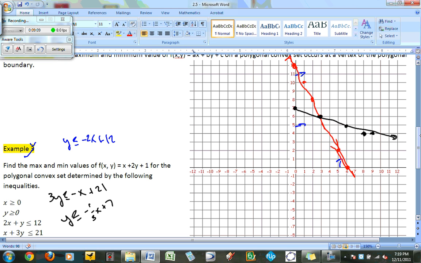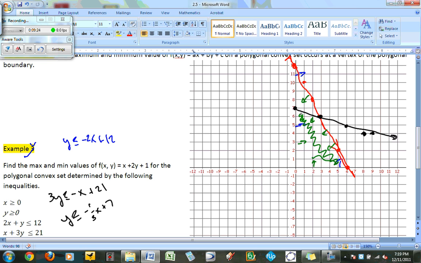I didn't go through the whole shading thing, but for this line right here, we could have picked a point. We would have been shading down. It says it's less than or equal to. This one we're going to be shading down. So our solution set is this polygon inside here.